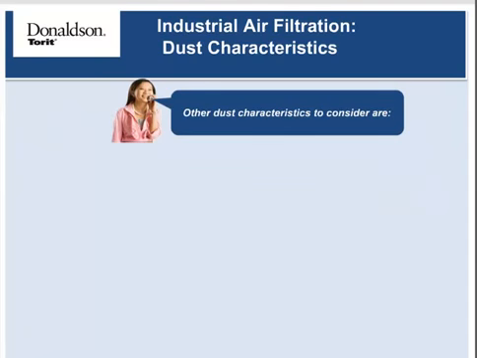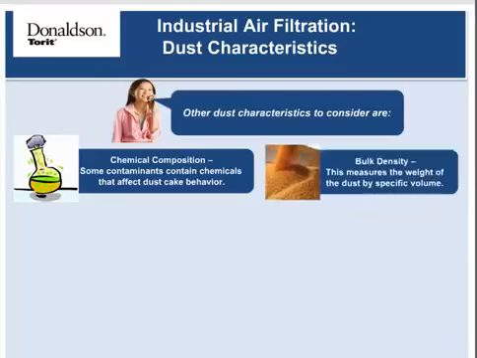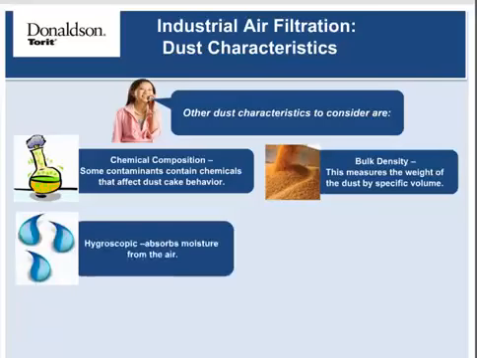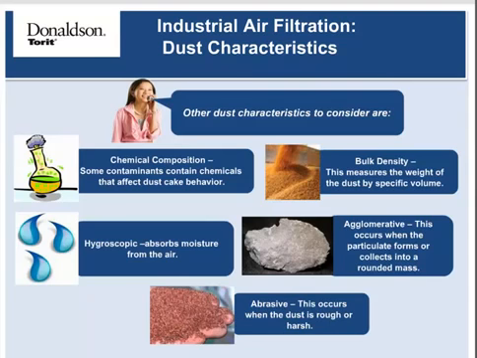Other dust characteristics to consider are chemical composition. Some contaminants contain chemicals that affect dust cake behavior. Bulk density. This measures the weight of the dust by specific volume. Hygroscopic. This absorbs moisture from the air. Agglomerative. This occurs when a particulate forms or collects into a rounded mass. Abrasive. This occurs when the dust is rough or harsh.